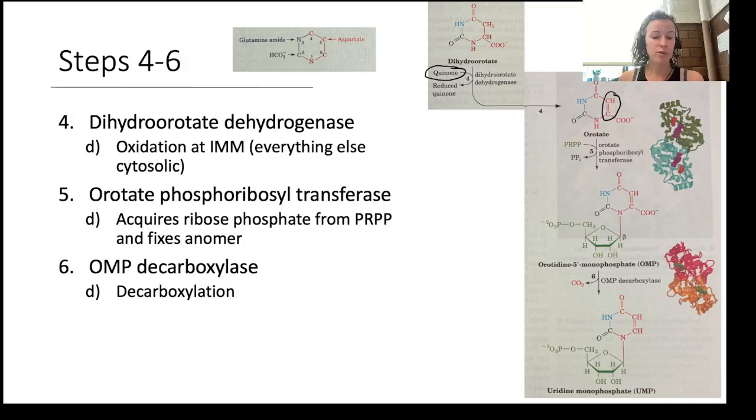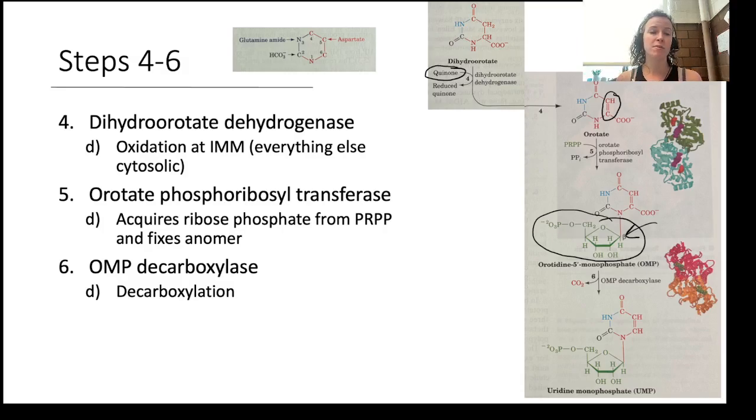Step 5, performed by orotate phosphoribosyltransferase. Oof. So up until this point, unlike purines, we haven't had the ribose attached. So step 5 uses PRPP, right? I told you we were going to see it again, to add on the ribose group and again fix the anomer to the beta anomer.